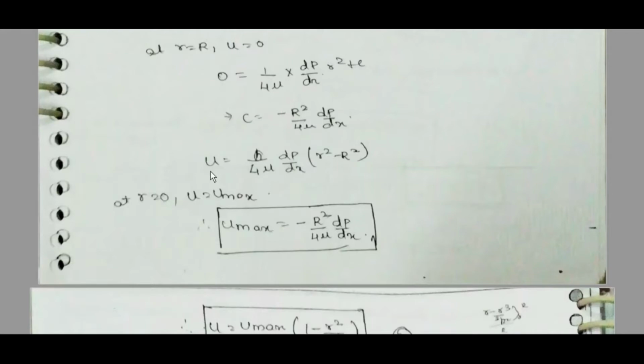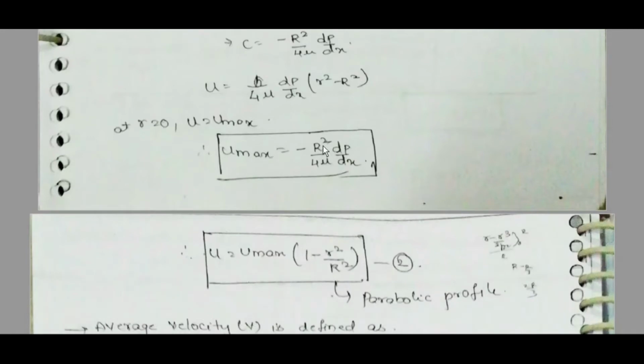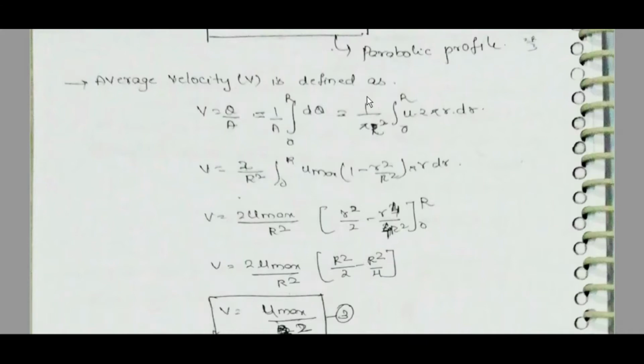Finally, u is equal to minus 1 by 4 mu dp/dx into (small r square minus capital R square). At small r is equal to 0, u is equal to u max, which is equal to minus R square by 4 mu dp/dx. So u is equal to u max into (1 minus small r square by capital R square). This is a parabolic profile.